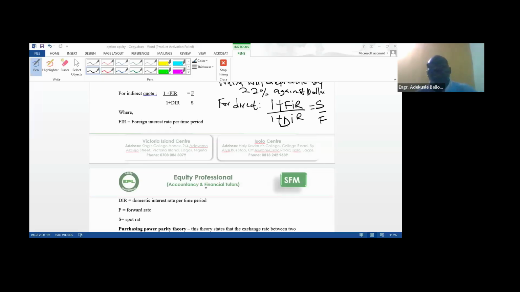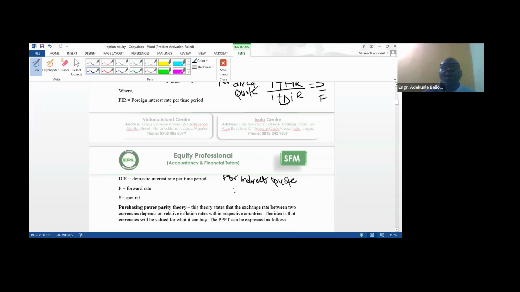That is for direct quotes. For indirect quotes, the equation will change. 1 plus FIR divided by 1 plus DIR is equal to F over X.